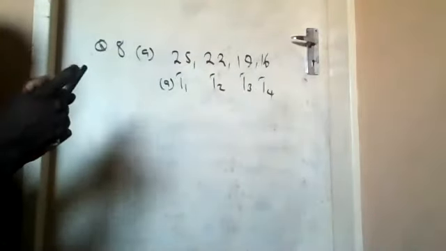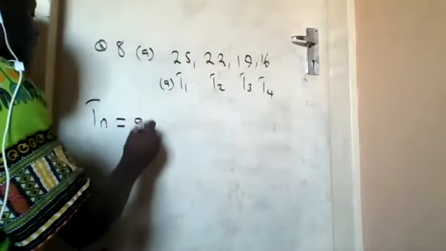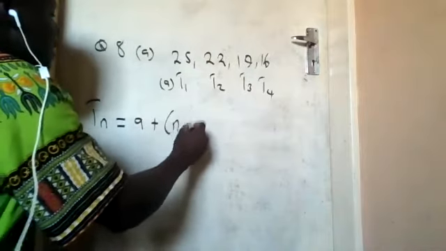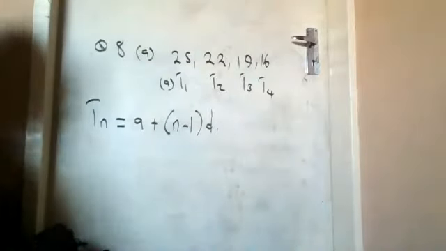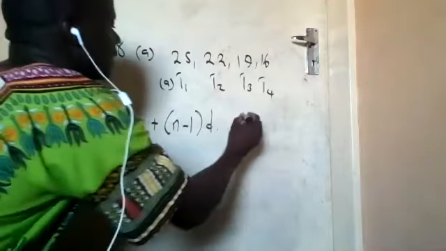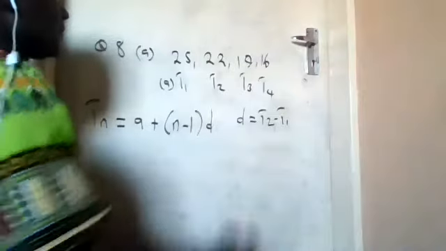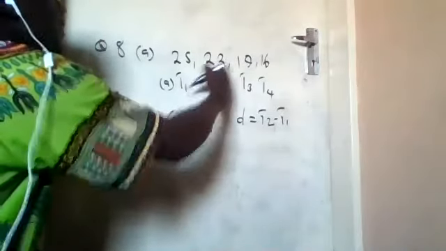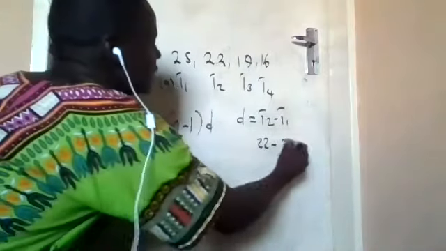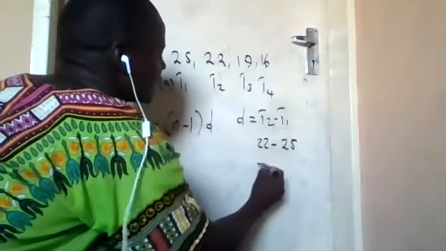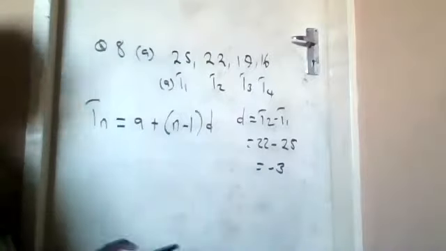So finding the formula for the nth term, we say the nth term is equal to A plus n minus 1, then D. Our D is the common difference. How do you find the common difference? Common difference is found by T2 minus T1. Our T2 is 22, so it's 22 minus our T1, which is 25. And because we are subtracting a bigger number from a smaller number, our D is negative.